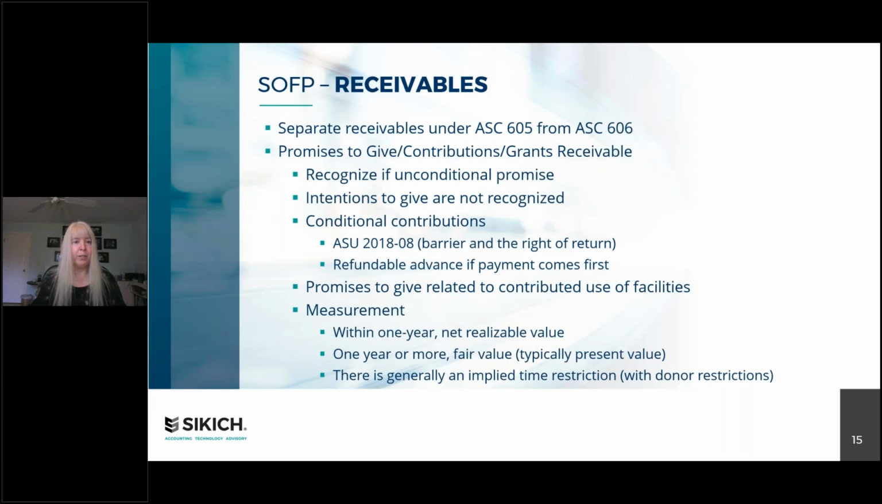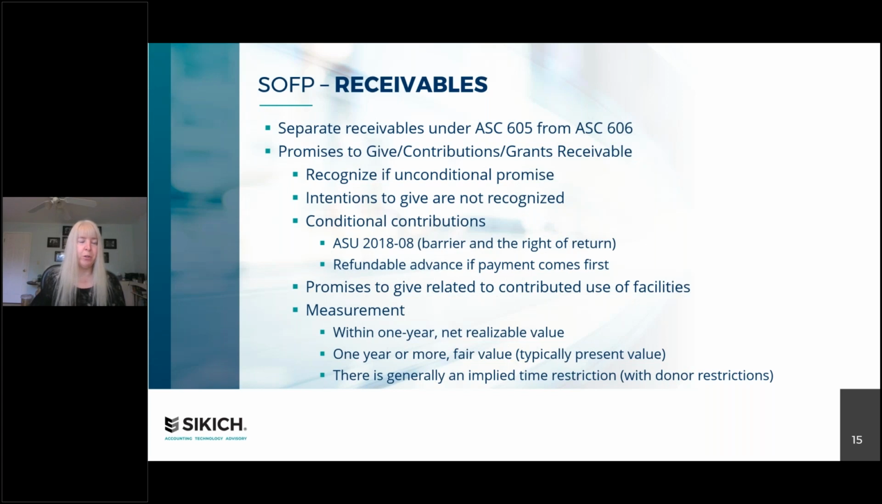The promise to give, or the contribution receivable, would not be recorded until after the donor's death, when the will has cleared probate and is no longer contested. So when the not-for-profit gets notified that the will has cleared probate and they have a likely amount that's been communicated to them to record, at that time they could record the promise to give.